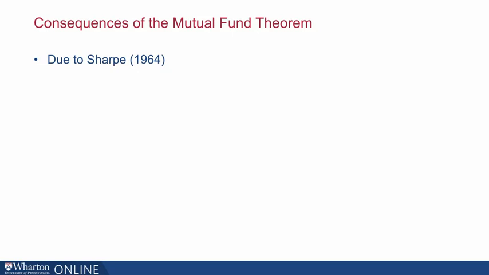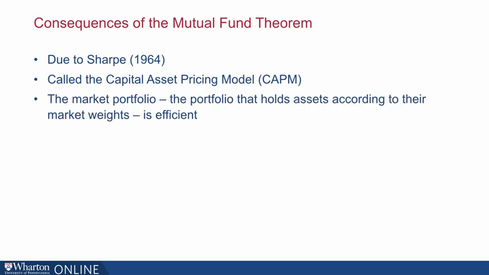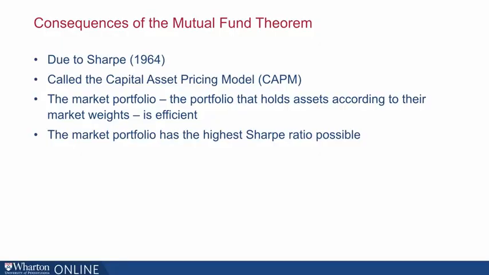So what are the consequences of this insight, which is called the capital asset pricing model? Well, the first is that the market portfolio, the portfolio that holds assets according to their market weights, is an efficient portfolio. Namely, all investors should combine the market portfolio and the risk-free rate. The second, closely related, is that the market portfolio has the highest Sharpe ratio possible.